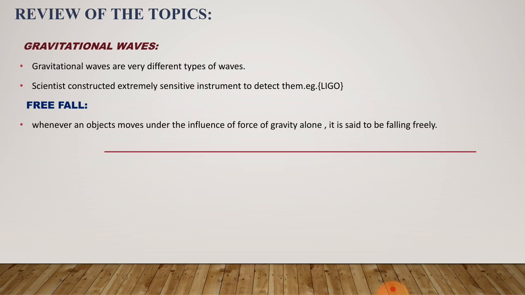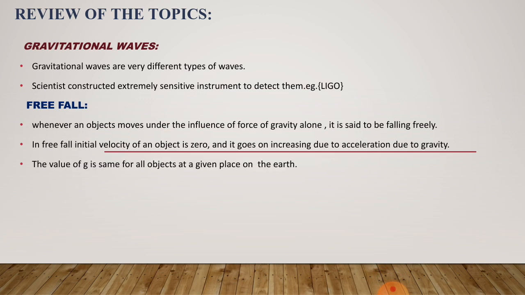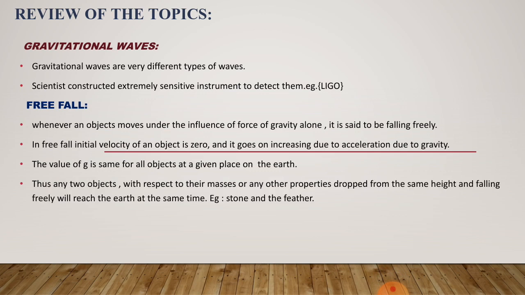Then we learned about the term free fall. What is that? Whenever an object moves under the influence of the force of gravity alone, it is said to be falling freely. In free fall, the initial velocity of an object is taken as zero, and it goes on increasing due to what? Due to acceleration due to gravity. The value of g is the same for all objects at a given place on the earth. Thus any two objects, regardless of their masses or any other properties, dropped from the same height and falling freely will reach the earth at the same time.